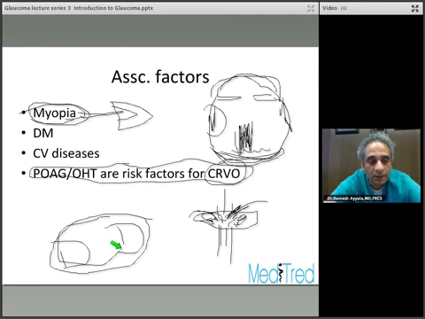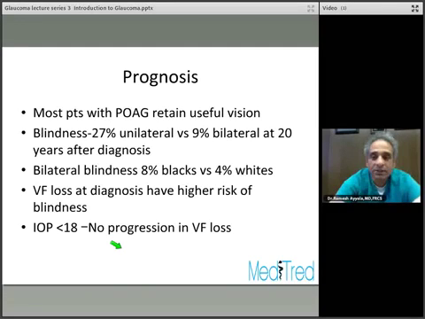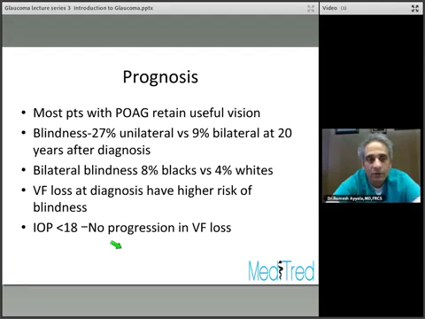Let's move on to the next topic, prognosis. So what happens to these patients in the long term with glaucoma? Most patients with primary open-angle glaucoma actually retain useful vision for the majority of their life. Blindness is seen in 27% of the eyes as a unilateral instance and 9% bilaterally at 20 years after diagnosis. So, on average, give or take 10% of the patients are blind bilaterally at 20 years after diagnosis.